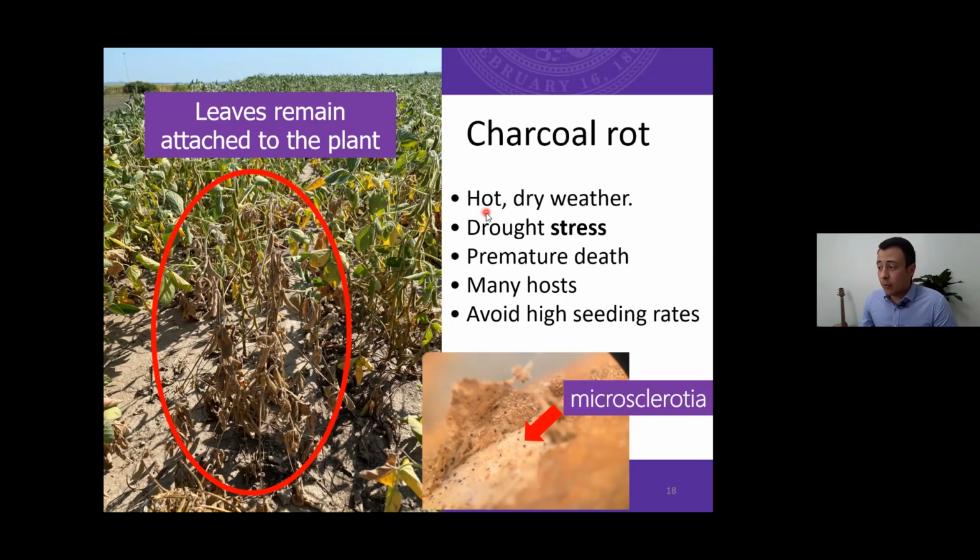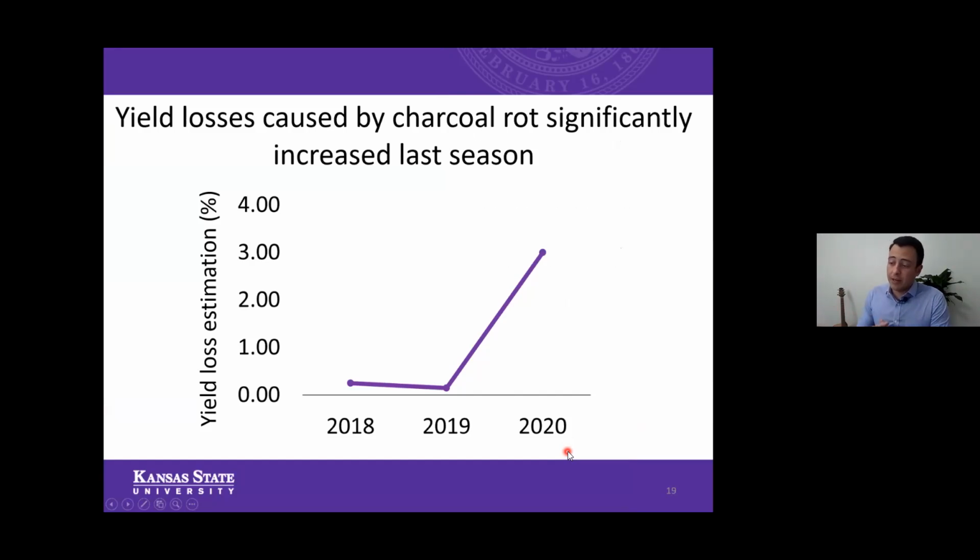Charcoal rot is favored by hot and dry weather. Dry stress will cause premature death, as shown here in this picture, which will lead to lower yields. It can infect many hosts, as we talked about in corn. So if you had a charcoal rot problem in soybeans, planting corn will not help to reduce disease pressure. Avoid high seeding rates, and the reason behind it is that you want to avoid water competition, which might lead to some dry stress between plants. And if you cut that stem right under the surface, not too deep, you can also find those black structures which will survive in the soil for many years. They are called, again, microsclerotia, as we saw in corn. In this graph here, I thought it was very interesting.